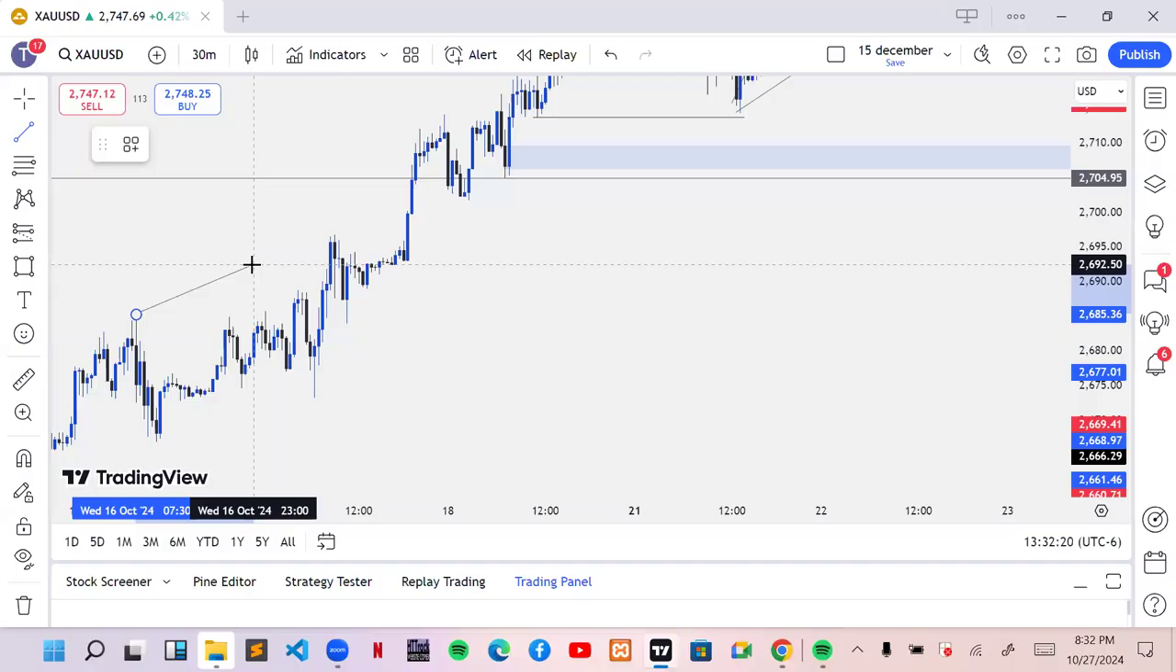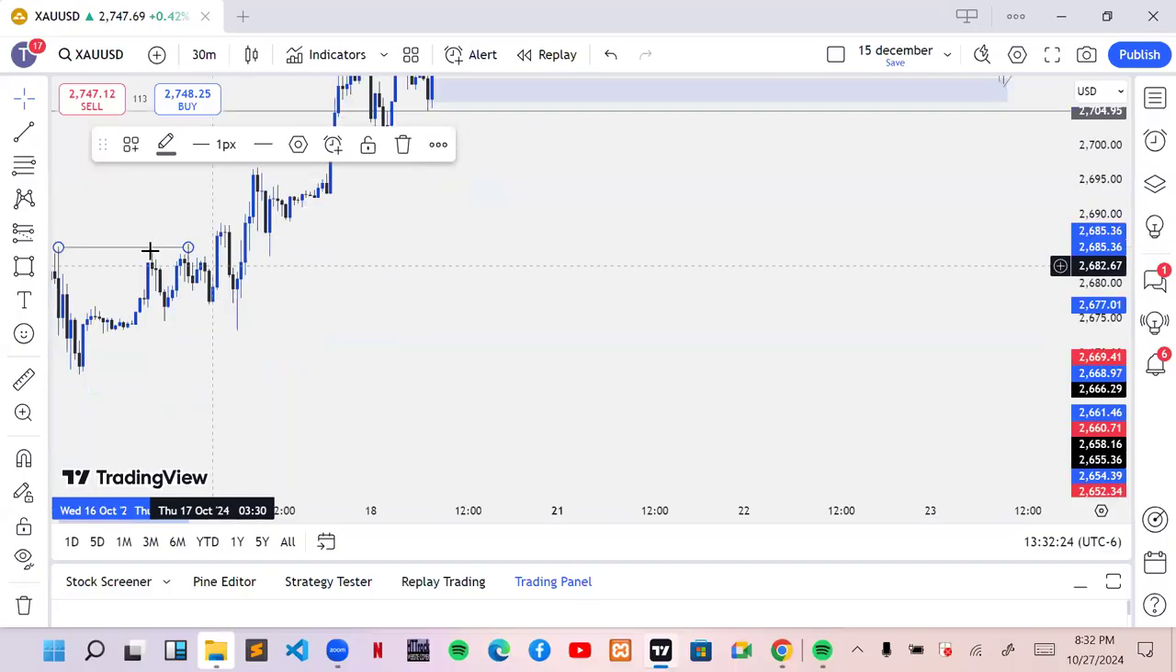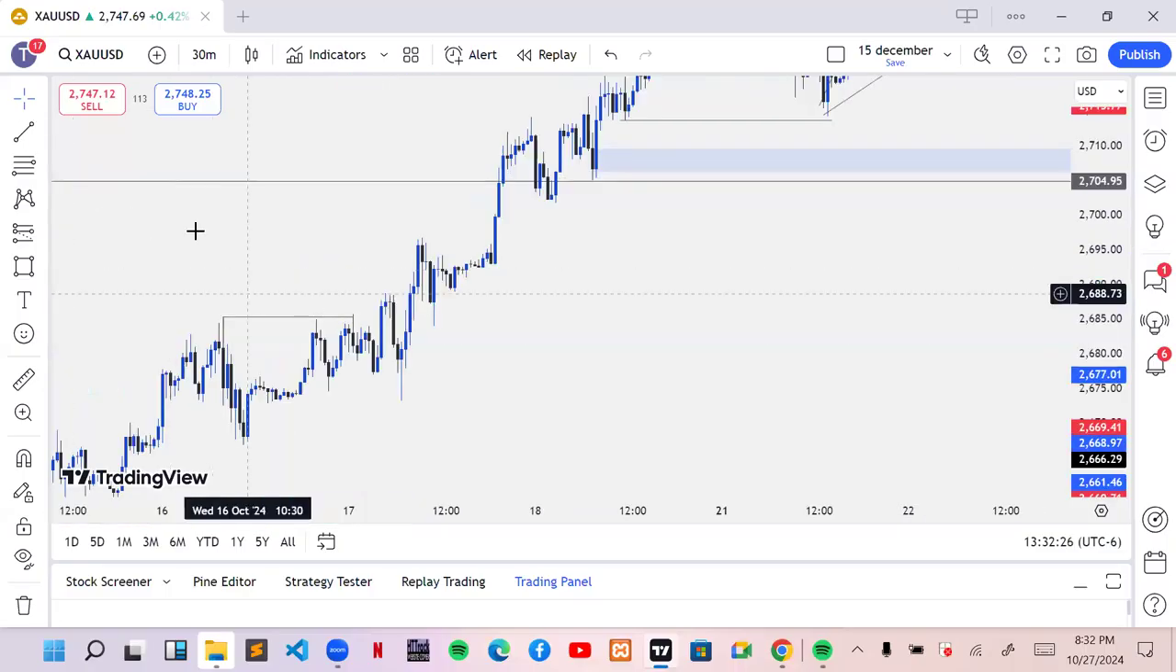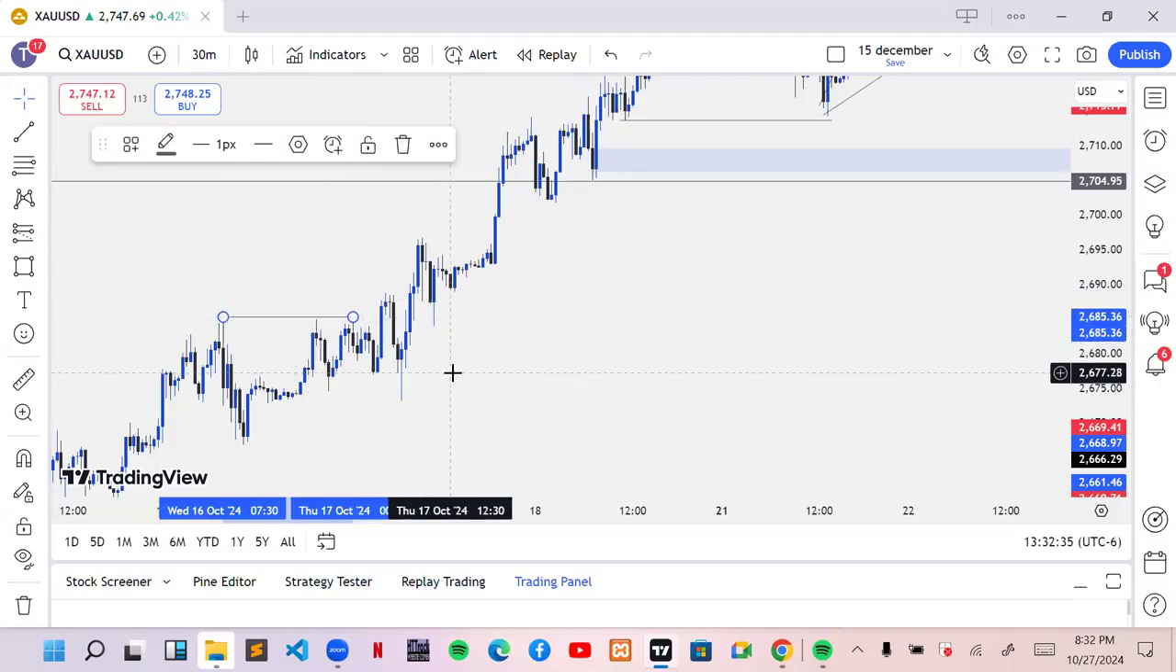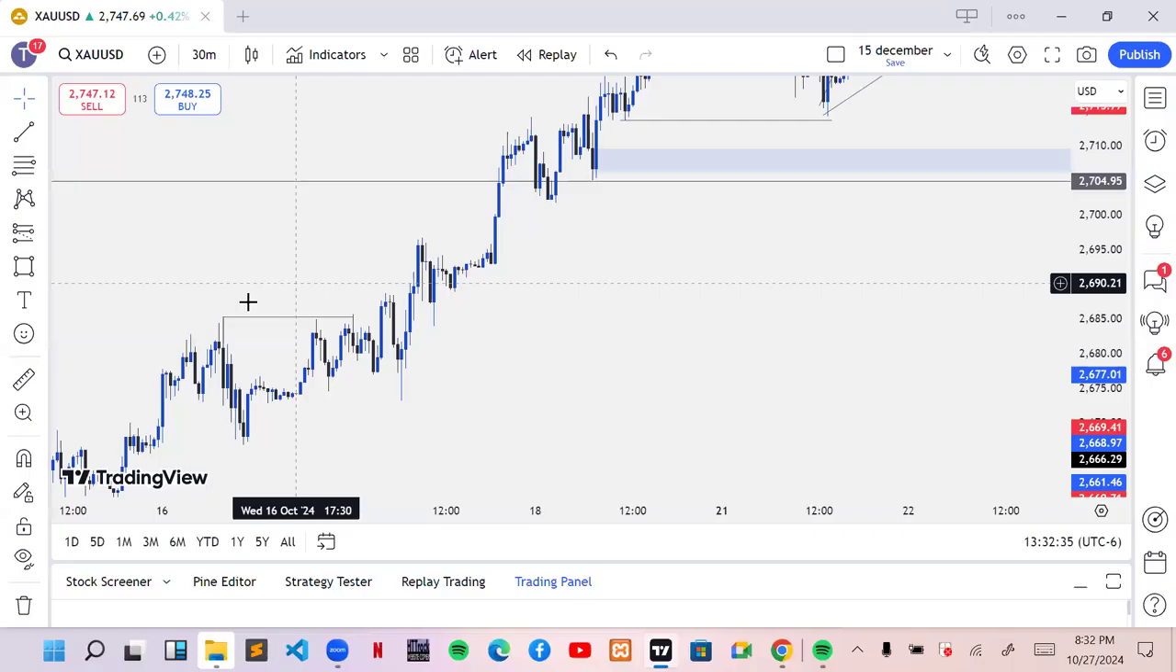So I think I can spot an equal high here. Most people will say, oh, this is a double top, and then they will start selling from here. This right here is liquidity.